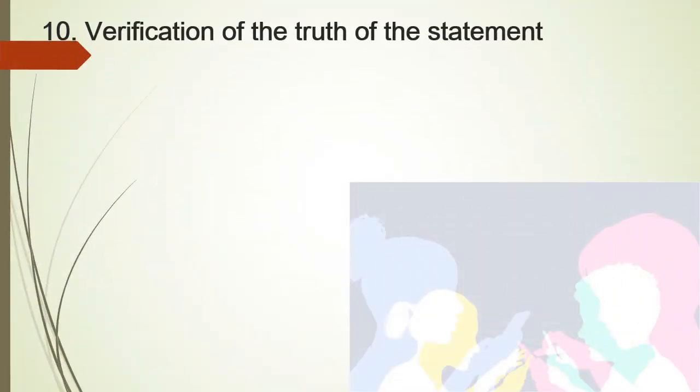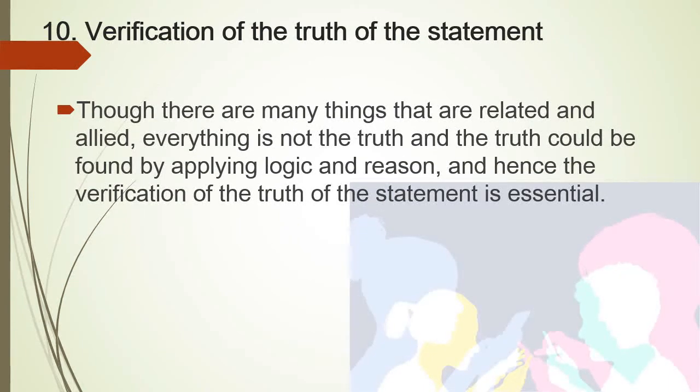Now we will see the 10th classification under logical reasoning, verbal reasoning, that is the verification of the truth of the statement. Though there are many things that are related and allied, everything is not the truth, and the truth could be found by applying logic and reason, and hence the verification of truth of the statement is very much essential. We may think about many things that we follow or that we are taught. So most of the things would not be based on facts, but just because something is related or something is being told many times, it would have been practiced. So we need to think a little bit about what is essential, what is not, why it is followed, and what needs to be changed.